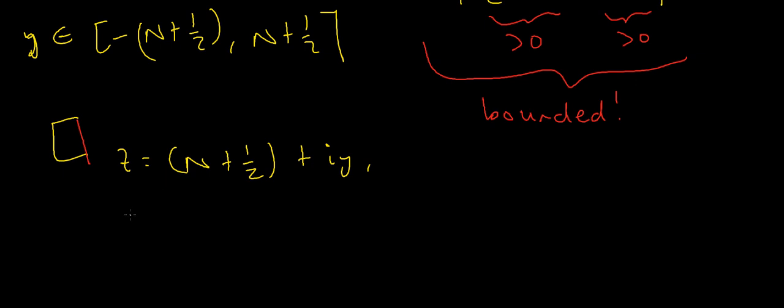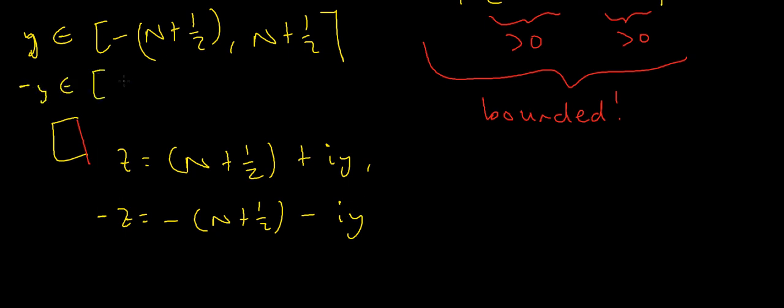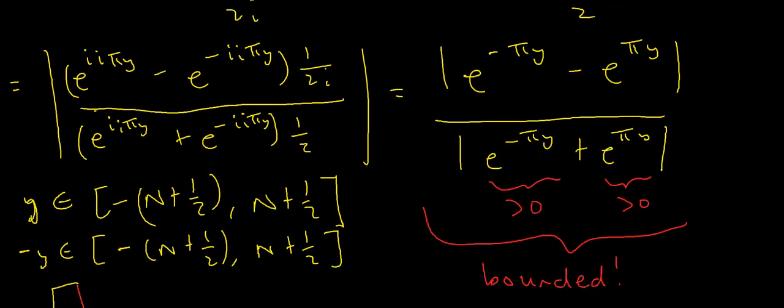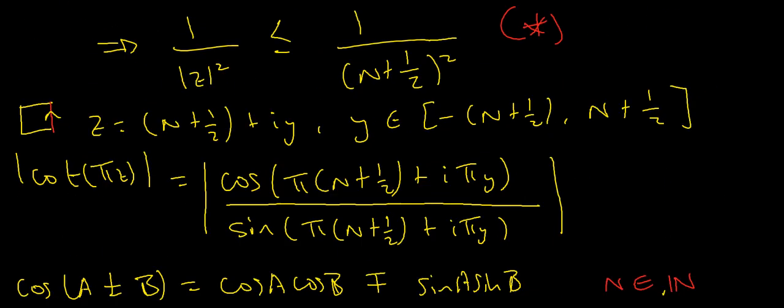But if I multiply z by minus 1, I'm going to have minus z equal to minus n plus a half minus iy. If y still varies along this interval, then it also follows that minus y varies between exactly the same interval. The reason why that's true, and the reason why we chose a square, is because it results in simple calculations. The interval is symmetric about the origin. So the question is, if I put minus z into the calculation I've just done, do I get the same answer? The answer is yes.